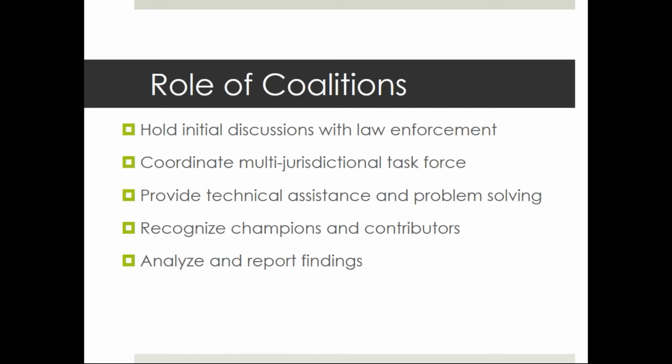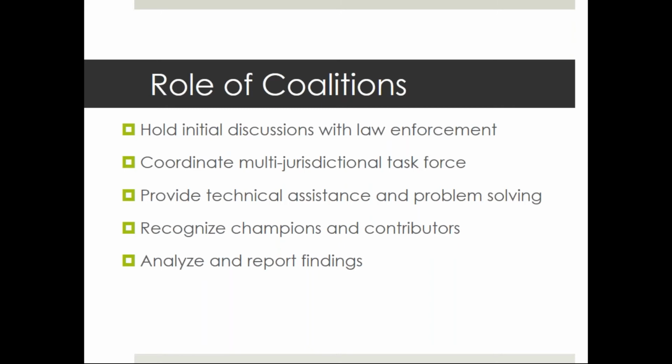We also spend quite a bit of time recognizing our champions and our contributors. So we have a number of strategies to thank them individually, to thank their department in a way that it goes into their personnel file, to nominate them for different awards and recognize them.